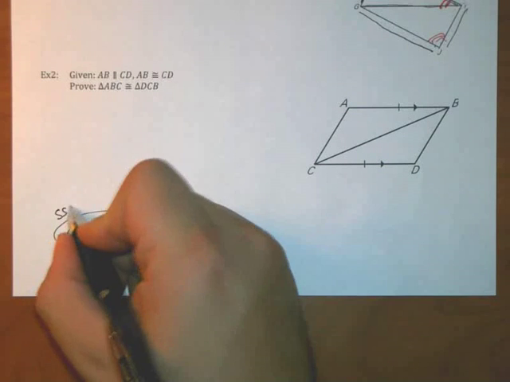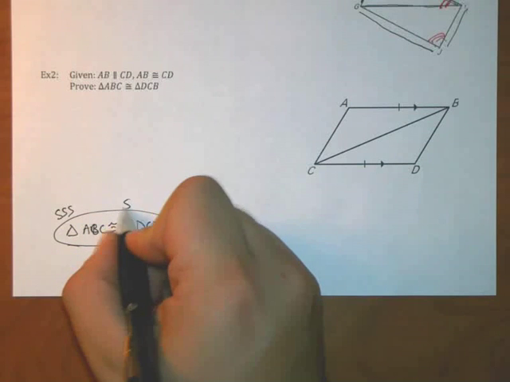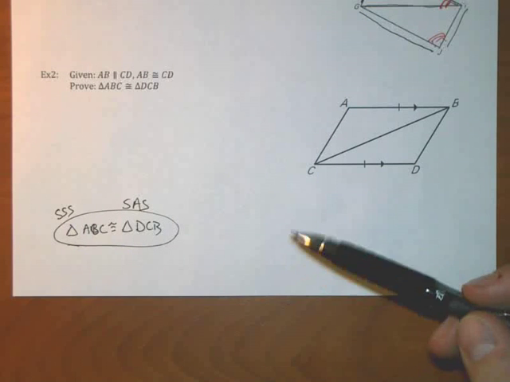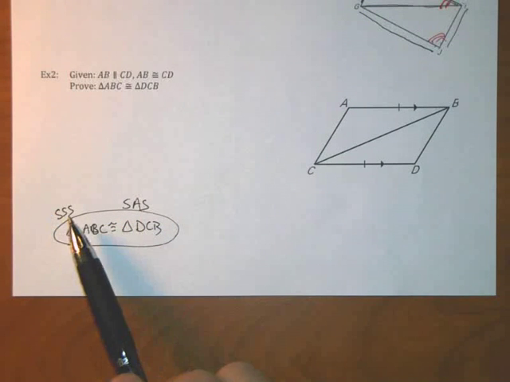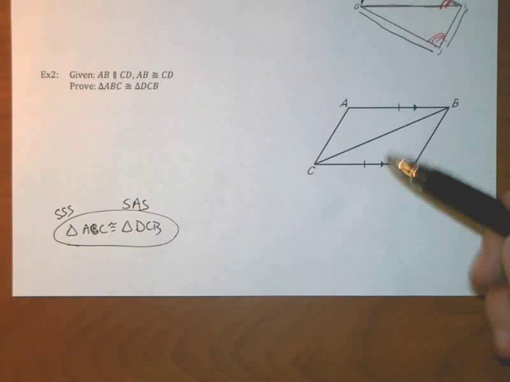And now I have two possibilities. I could use side, side, side, or I currently also have side, angle, side. So now I'm going to have to do some analyzing. I'm going to try to decide which one of these two I'm going to try to prove it with, and then I can work through and try to find that information.